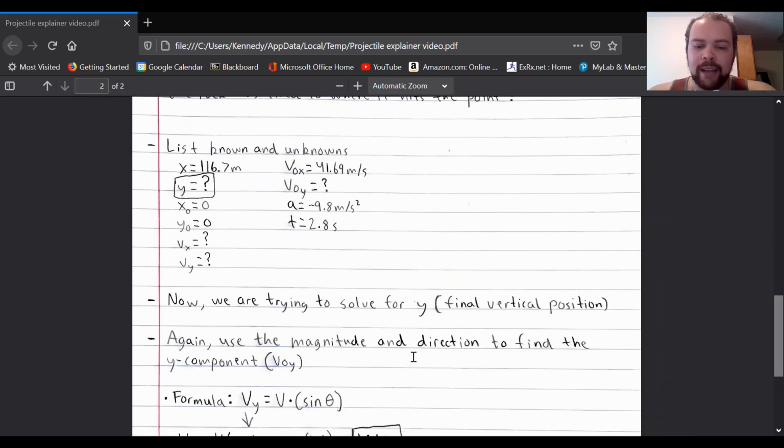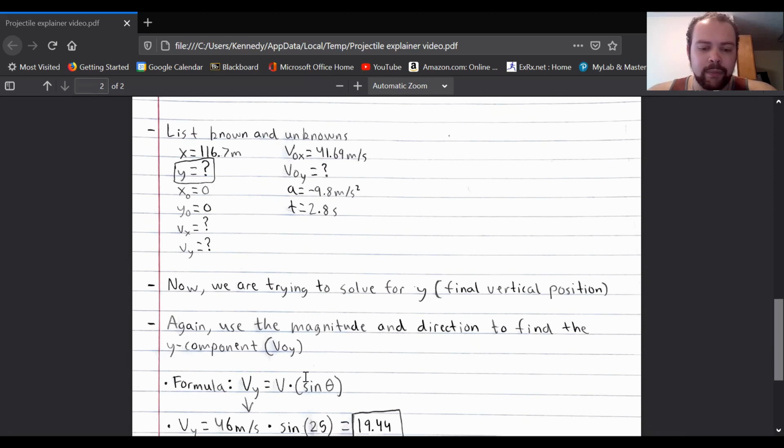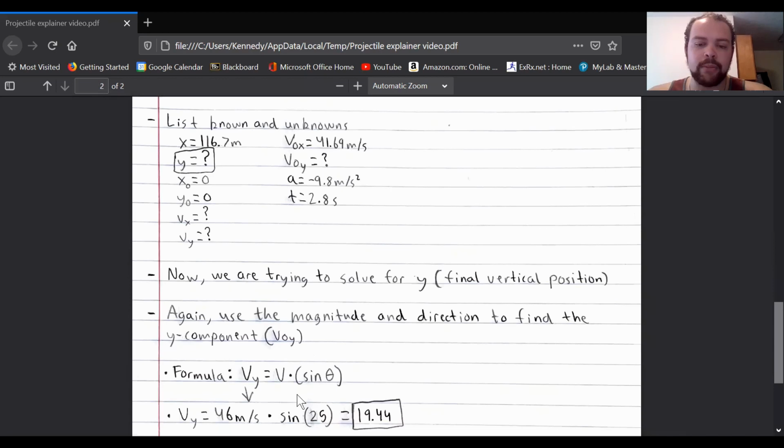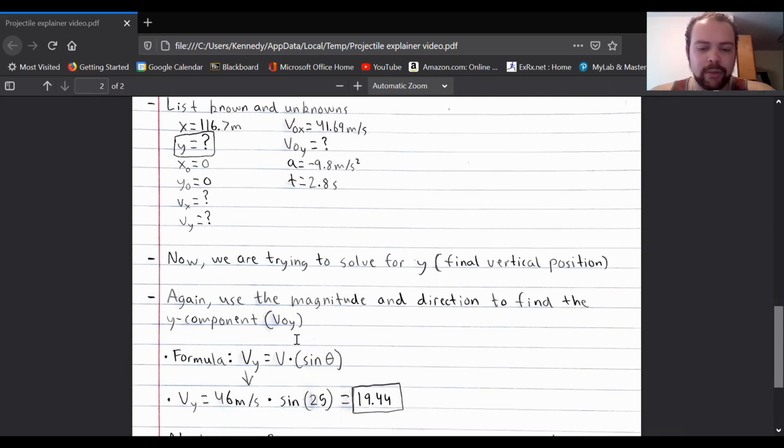So again, just use the magnitude and direction to find the Y component now. You'll insert the angle here, and it's the same equation except cosine is switched with sine, and you want to make sure you get those straight before you do the calculation. And then for this, you'll get 19.44.